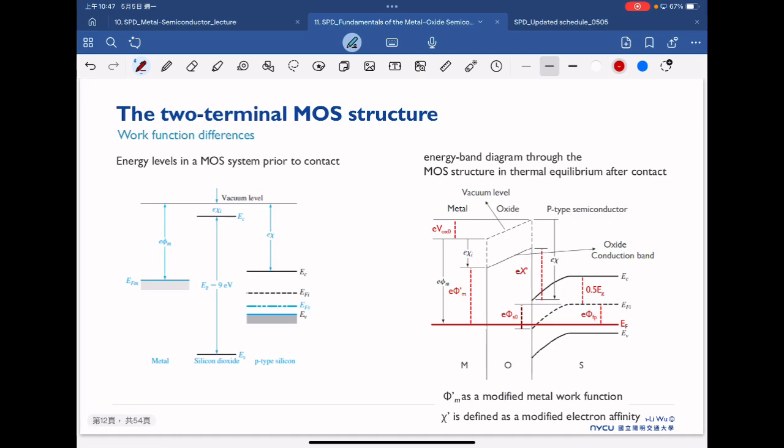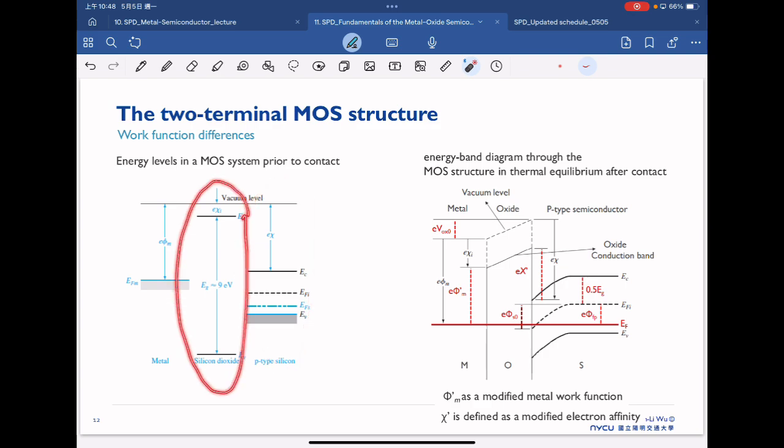So this is some of the work function difference in the two-terminal MOS structure. On the left-hand side is the energy level in the MOS system before the contact. This is a similar band diagram to the metal semiconductor, but now we change to the metal oxide semiconductor. So we have a metal work function, we have a semiconductor here, we have the dielectric here.